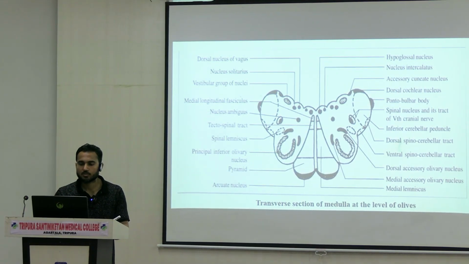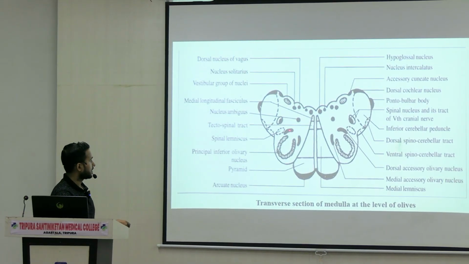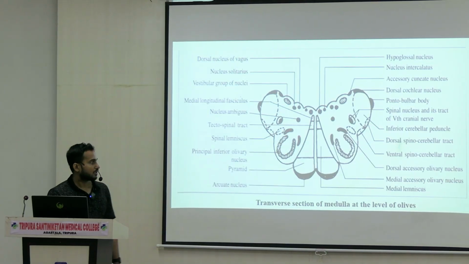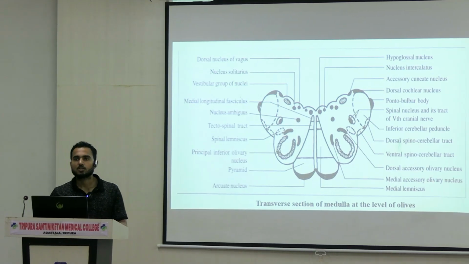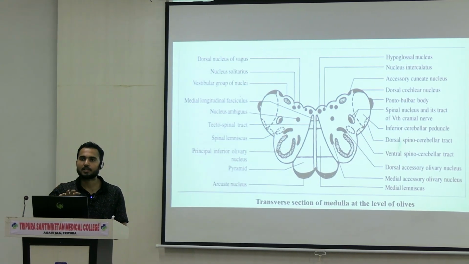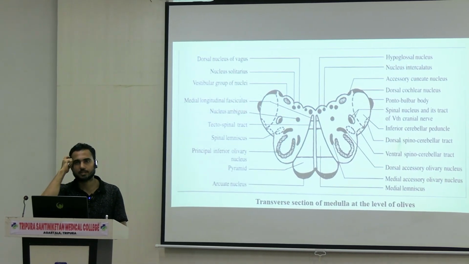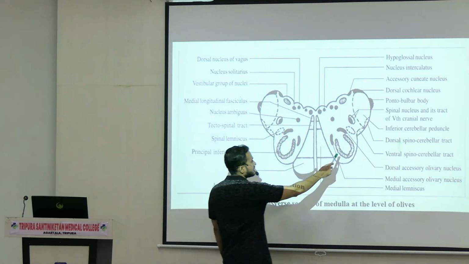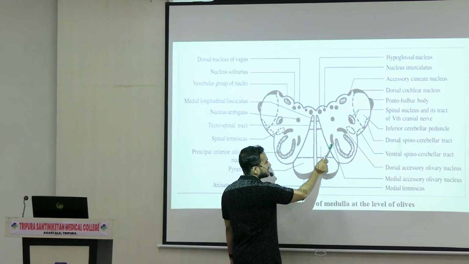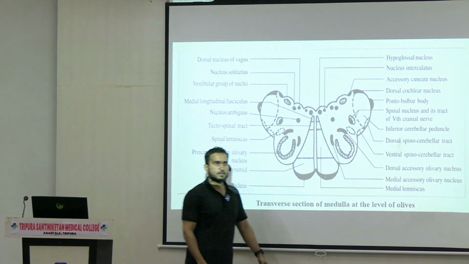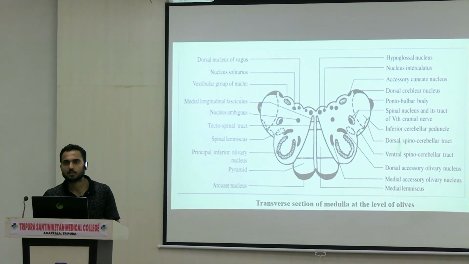Now close to the inferior olivary nucleus you can see the medial and dorsal accessory olivary nuclei. These nuclei together form the olivary nuclear complex. Different types of nuclei are there. This is the main olivary nucleus, then this is the dorsal accessory olivary nucleus, and this is the medial accessory olivary nucleus. Together they form the olivary nuclear complex.